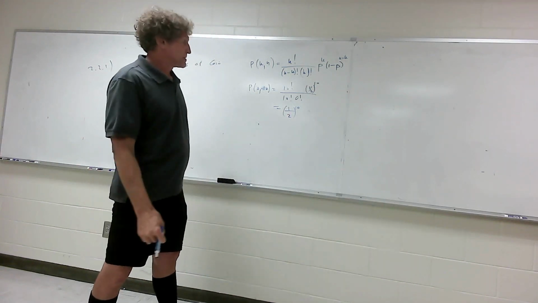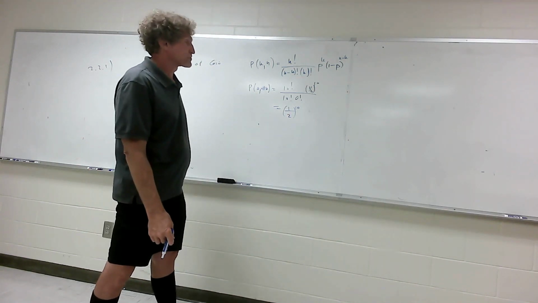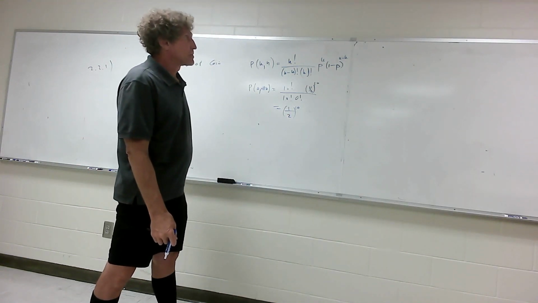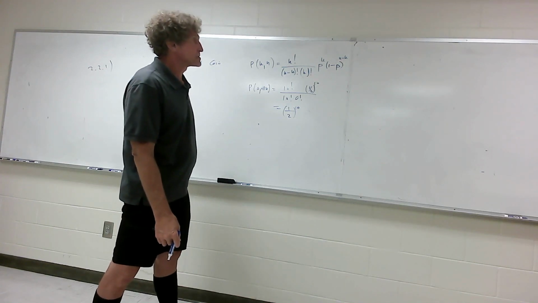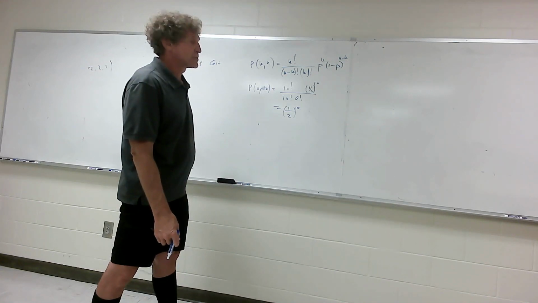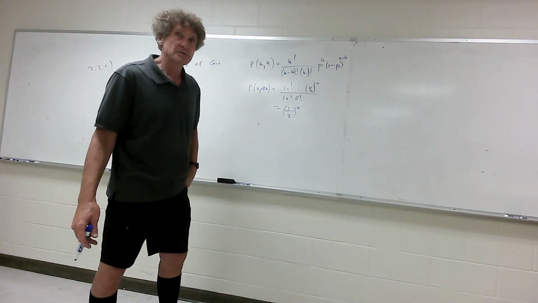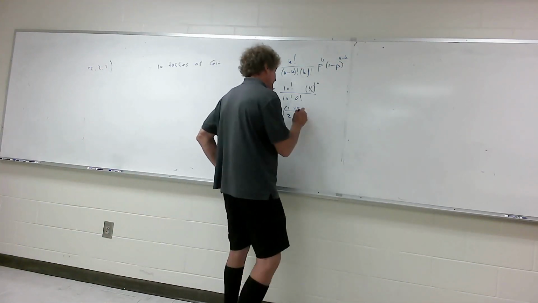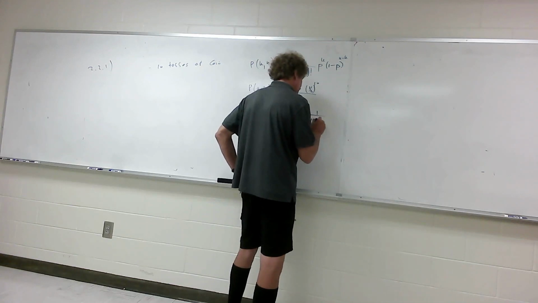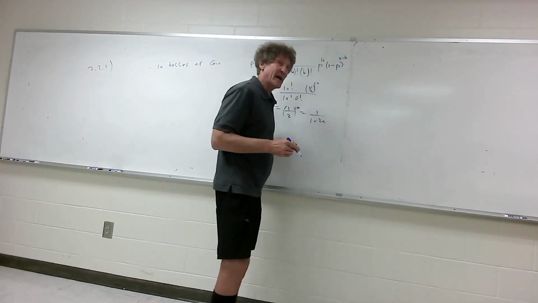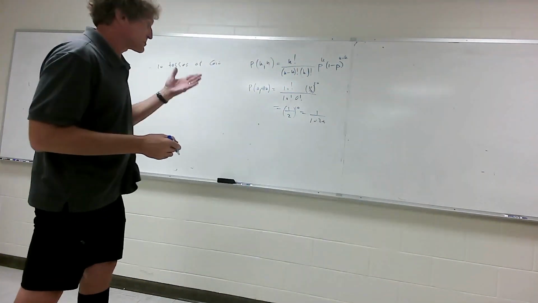So what is that? 1 over 16, 32, 64... what is that? 512? 1,024. Is that 1,024? So that's the probability of that occurring.